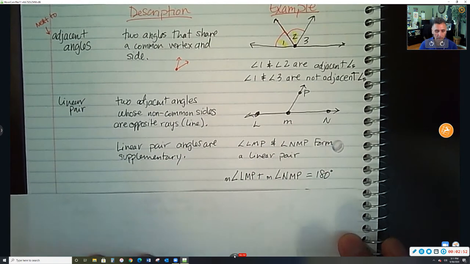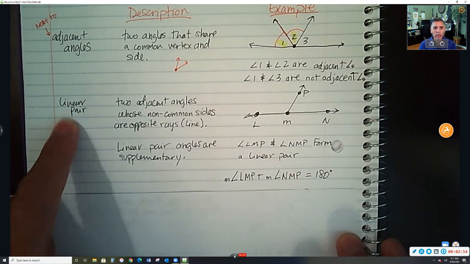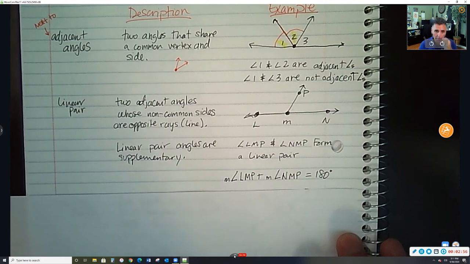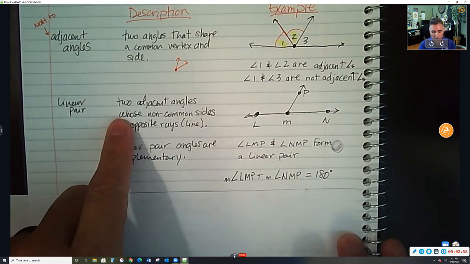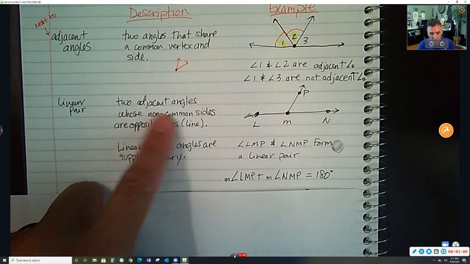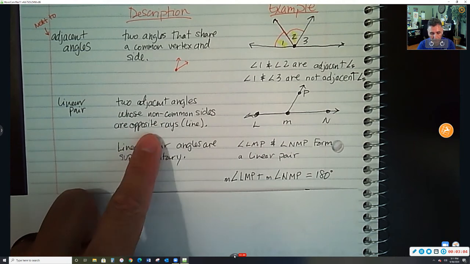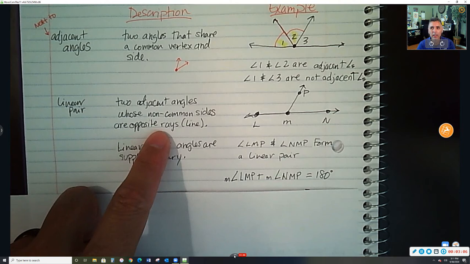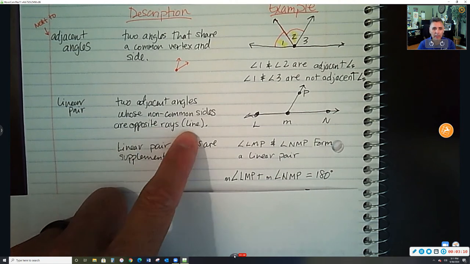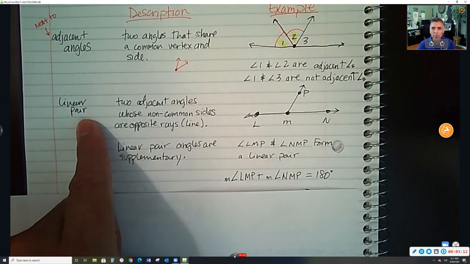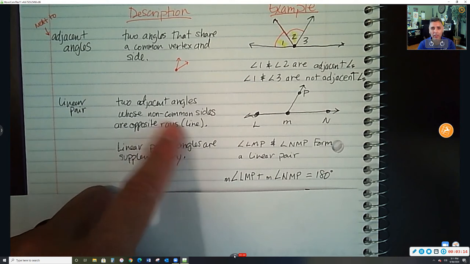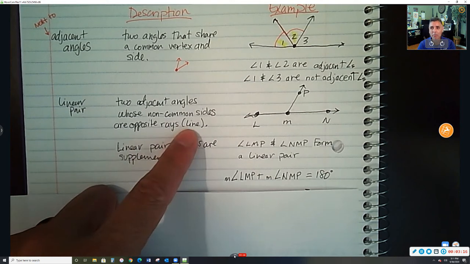The next one we have is a linear pair. That's an angle relationship. The definition or the description is 2 adjacent angles whose non-common sides are opposite rays. That's the definition you'll find in most books. I like to think if it's a linear pair, there's a reason why they call it a linear pair. It's a linear pair because they make a line, a straight line.